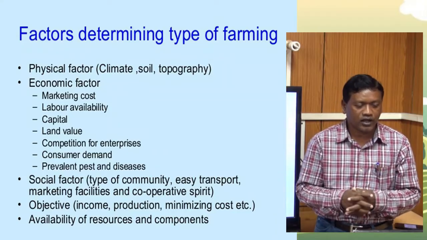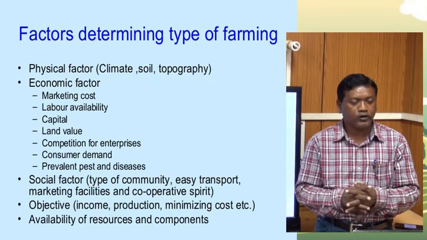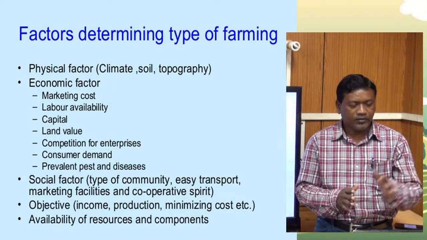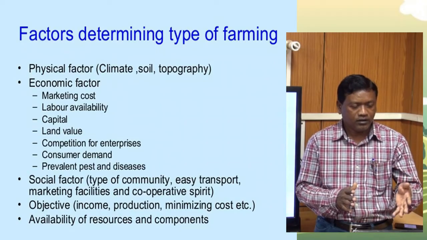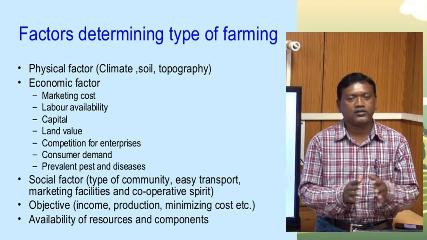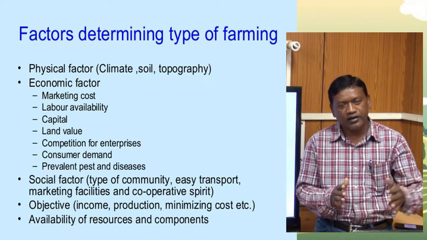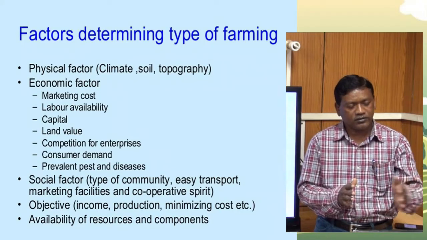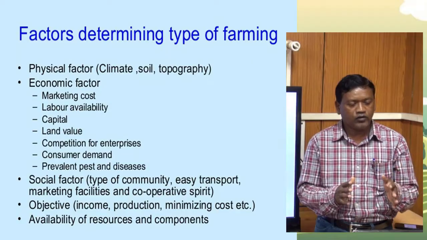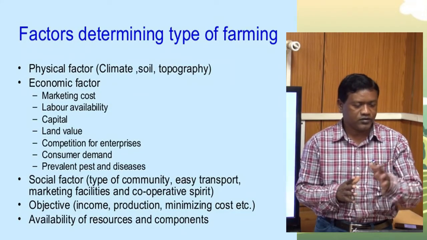Next, economic factors. Economic factors are very important for formulating an integrated farming system, like marketing cost, labor availability, capital, and land value. All land values are different, because if the land is nearer to the urban area, its land value is automatically high. So land value is very important for determining the farming system.